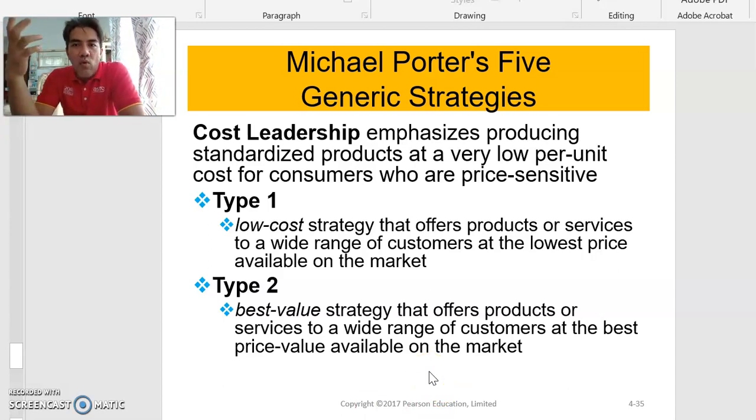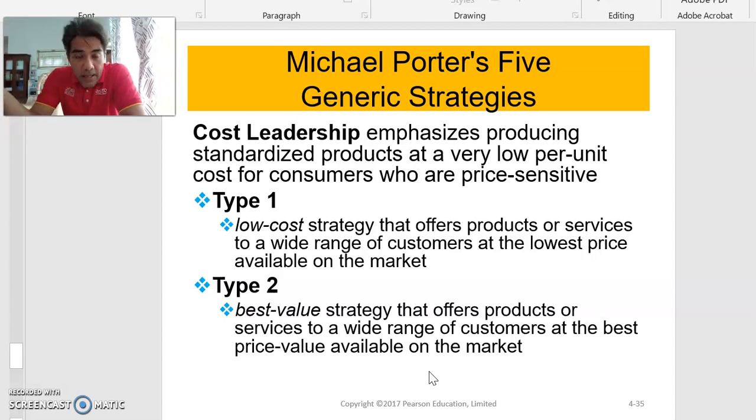So when we talk about type 1, the lowest price available on the market, maybe we can talk about Tesco. We can talk about Asia before this. They are all under a low cost strategy. And then when we talk about type 2, best value strategy, it offers products or services to a wide range of customers at the best price value available on the market.